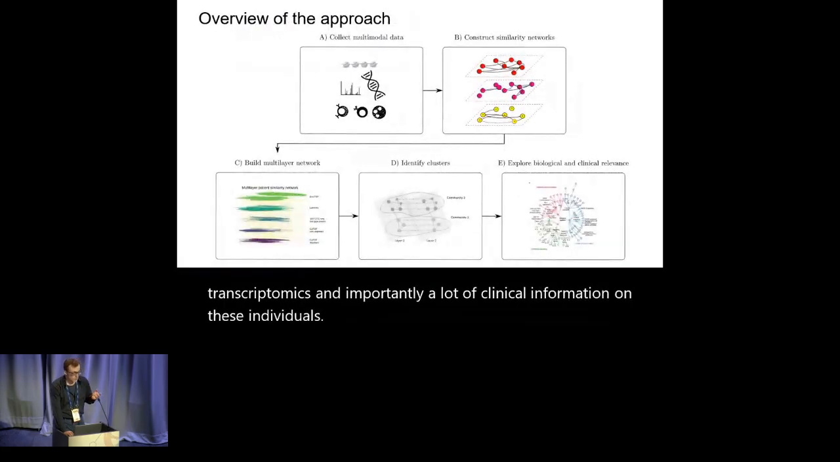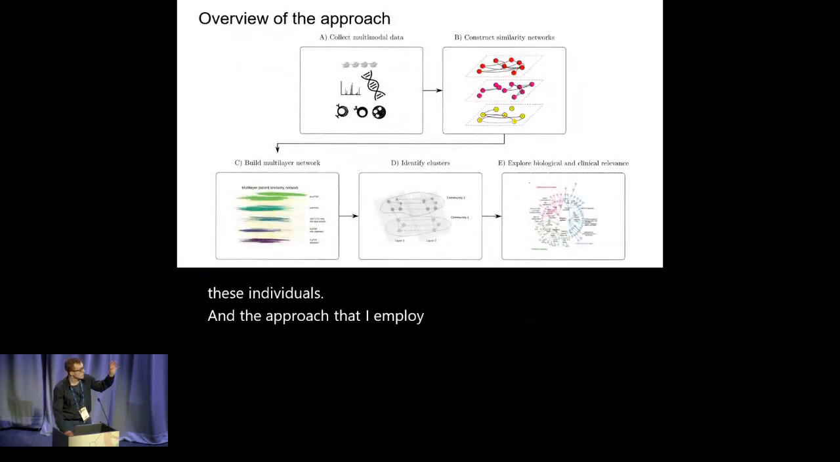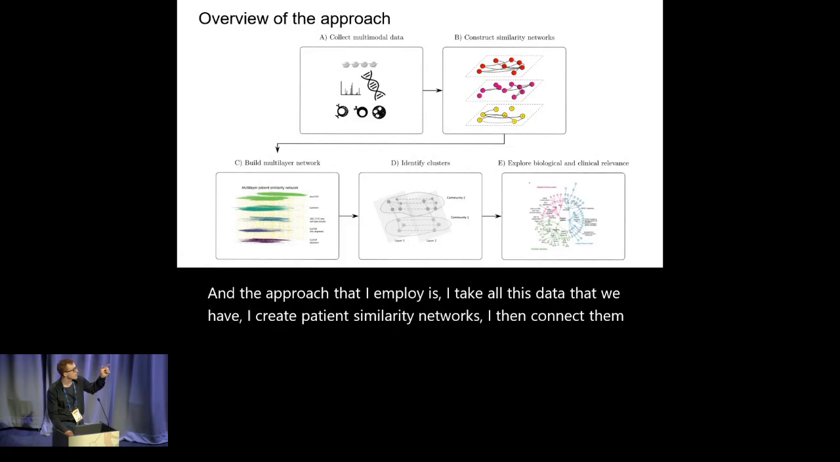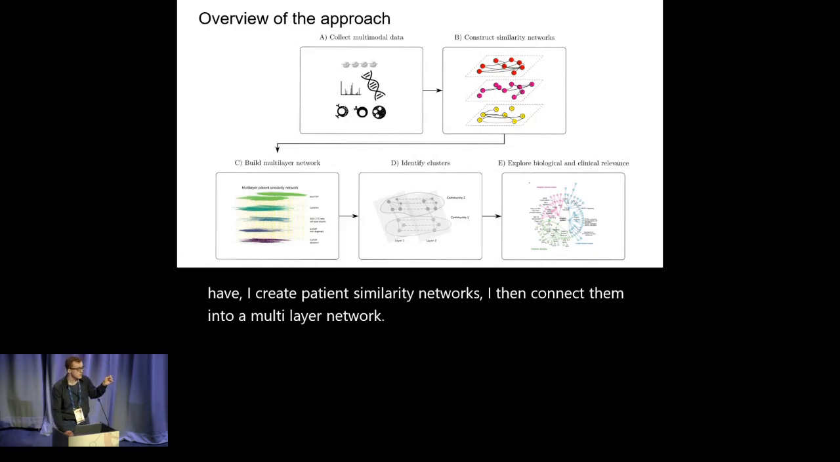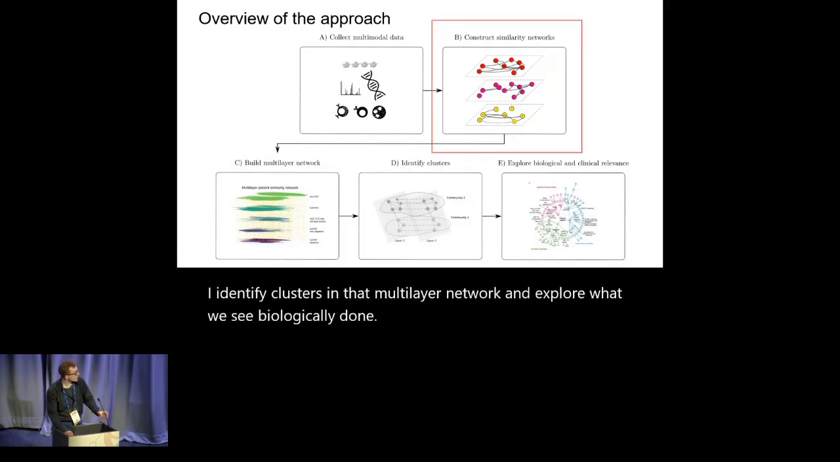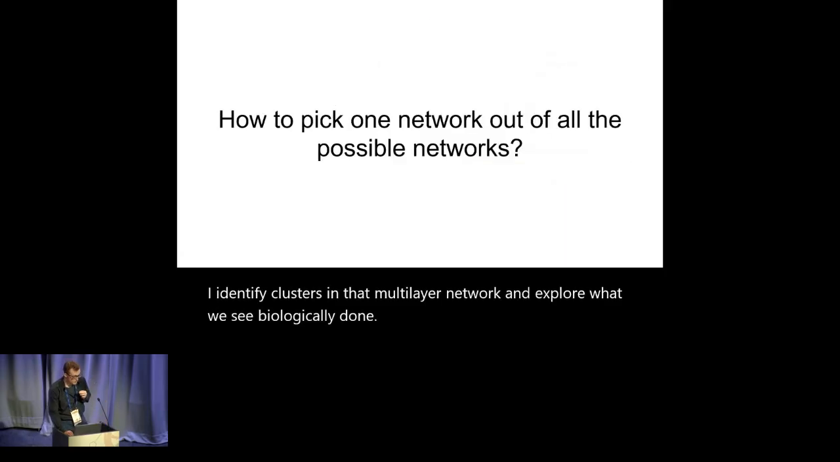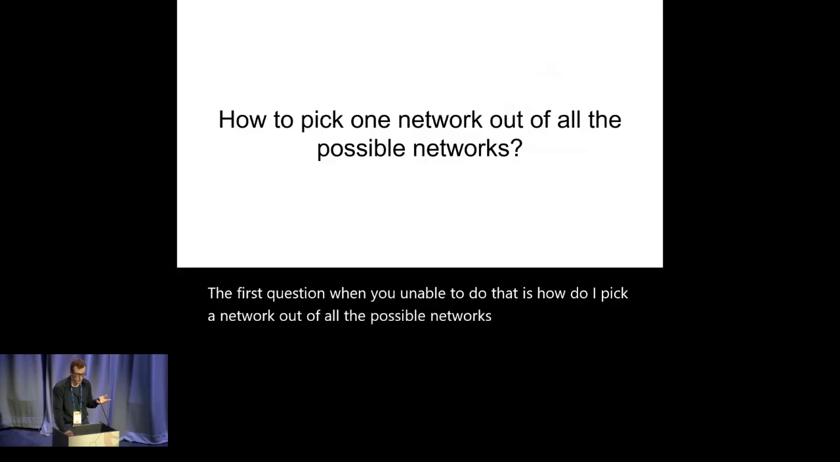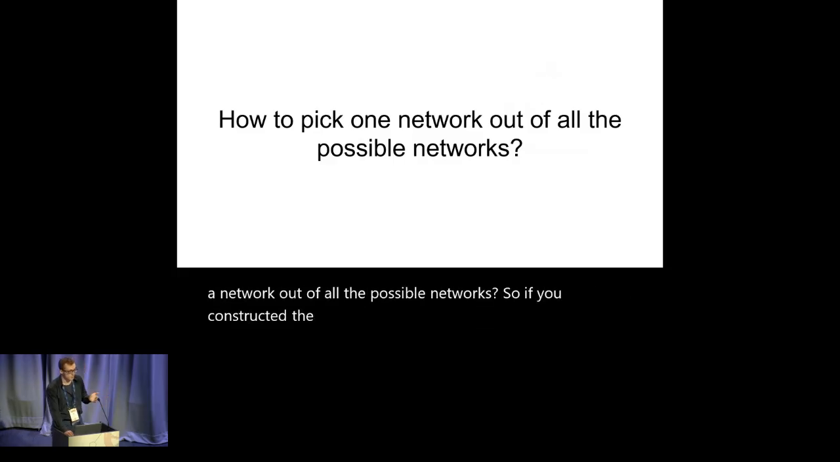And the approach that I employ is I take all this data that we have, I create patient similarity networks, I then connect them into a multi-layer network. I identify clusters in that multi-layer network and explore what we see biologically there. The first question when you endeavor to do that is, how do I pick a network out of all the possible networks? So if you constructed a network, you know that there's a lot of parameters to choose, and it's hard to decide what is a good network.